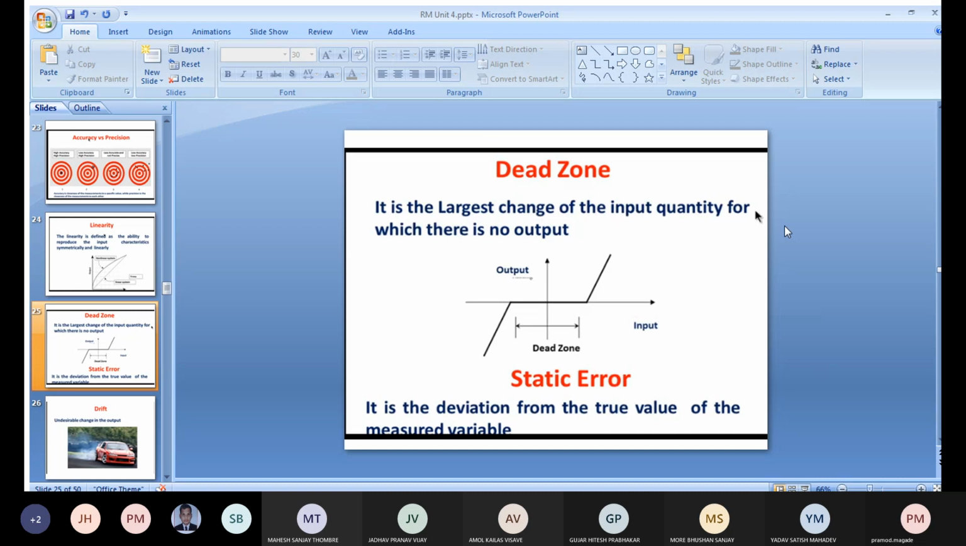Clear? So just write down this. It is the largest change of input quantity for which there is no output. Variables बदलले, सगळे पॅरामीटर बदलले, पण आउटपुट येत नसेल, it's of no use. This we called as a dead zone. Draw the diagram.